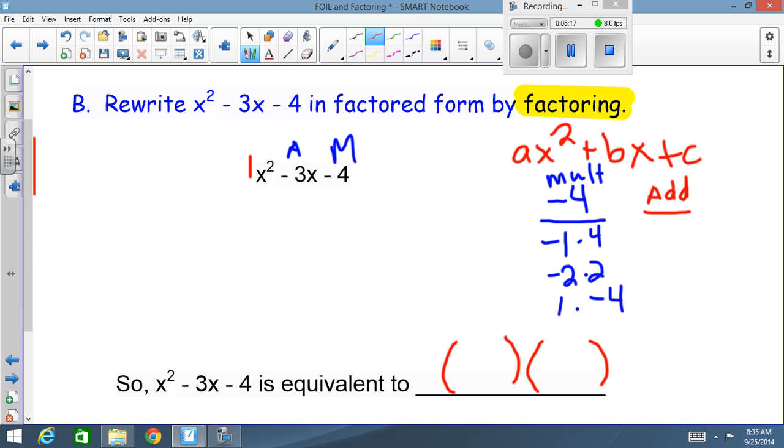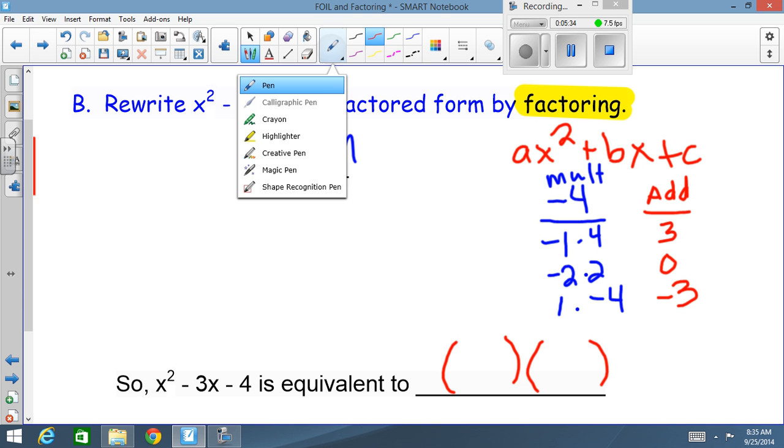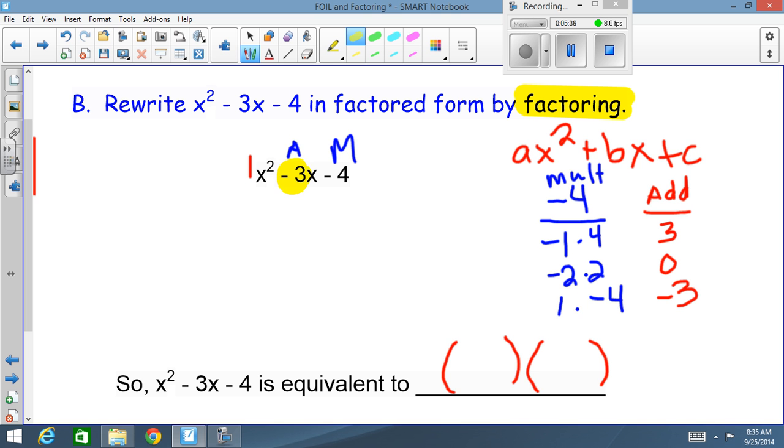Well, negative 1 plus 4 is a positive 3. Negative 2 plus 2 is a 0. And 1 plus negative 4 is a negative 3. The pair that I'm looking for here is the pair that add to give me negative 3. So that's going to be this pair right here.